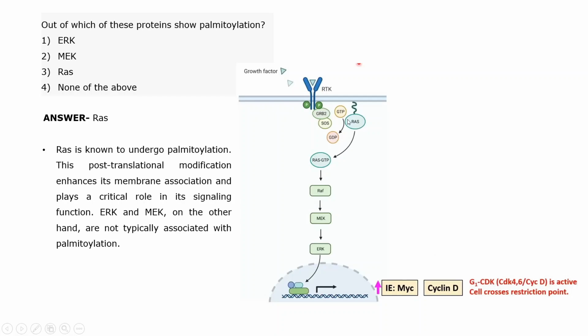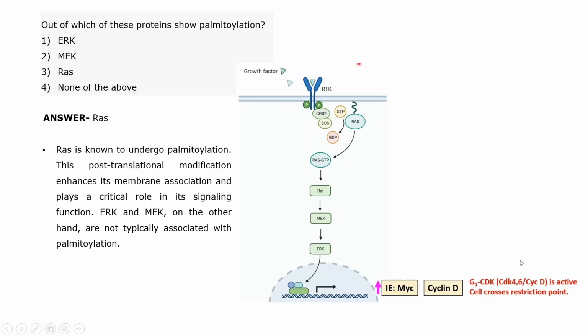Whenever GTP is bound to RAS, the palmitoylation is removed, and it acts as a soluble protein in the form of RAS-GTP. This in turn activates downstream pathways like RAF, MEK kinase, and ERK kinase, which then goes into the nucleus and binds to a promoter, acting as a transcription factor for cyclin D, and also helps in the synthesis of cyclin D and other factors like MYC.